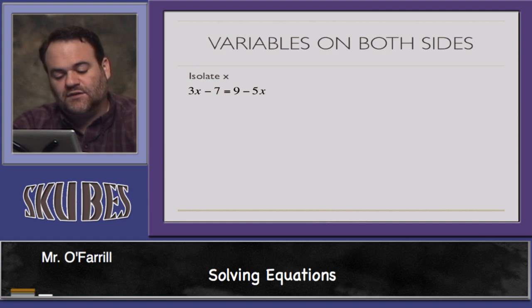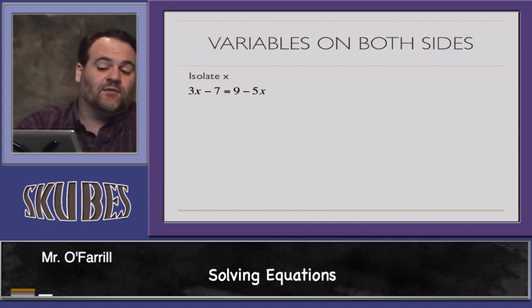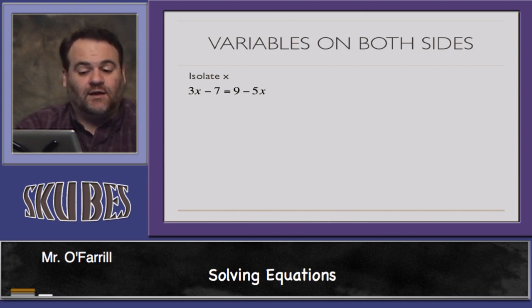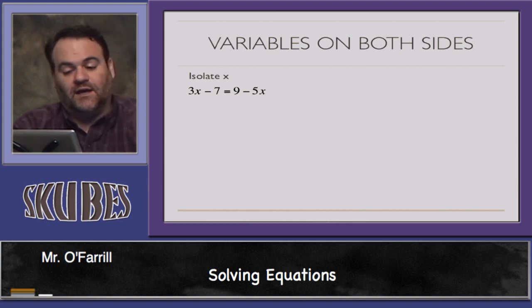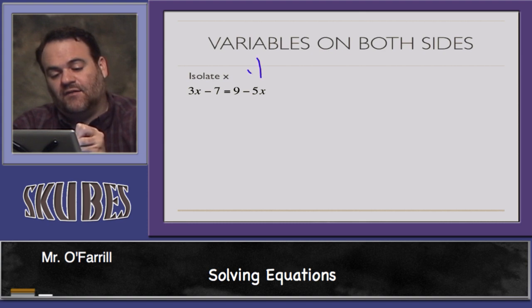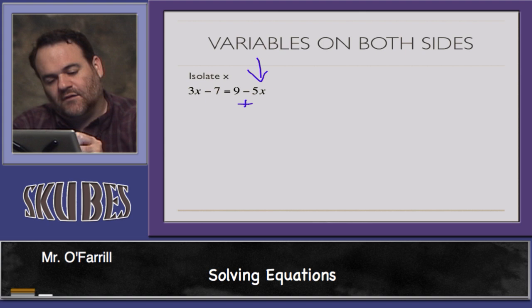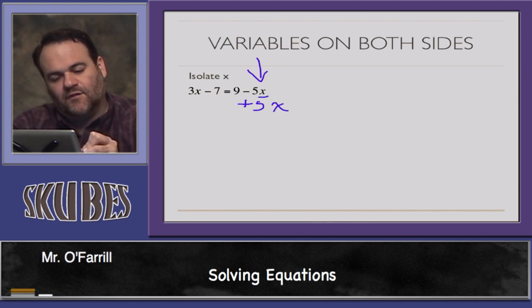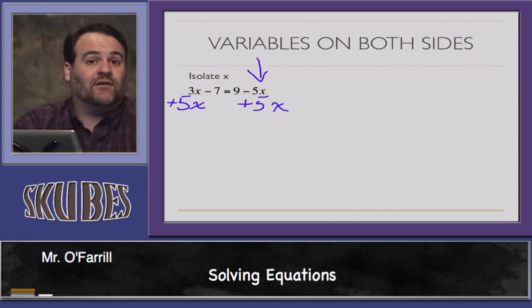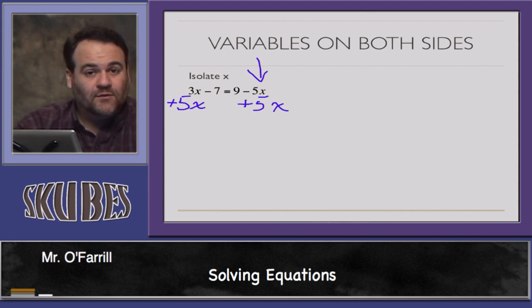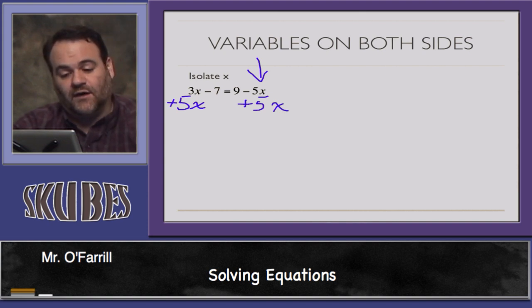In a situation like this, you do get to choose if you want to move the variable to the left or move it to the right. Either way is correct. I'm going to go ahead and put it on to the left. Since there is a negative 5x here that I need to get rid of, we're going to add 5x to both sides of the equation. Notice that that negative became a positive. That's important. We're not really combining like terms. We're moving something from one side of the equation to the other.